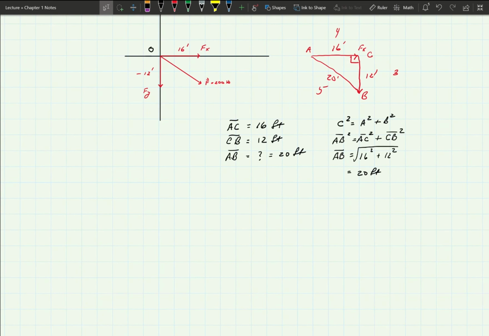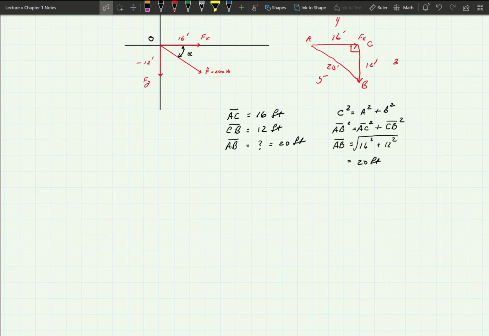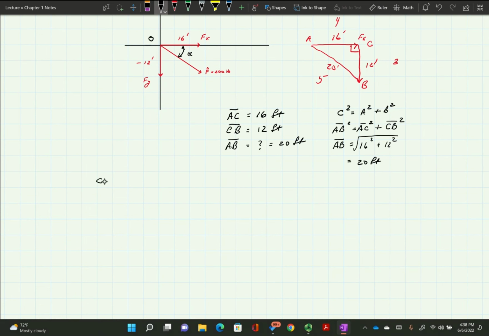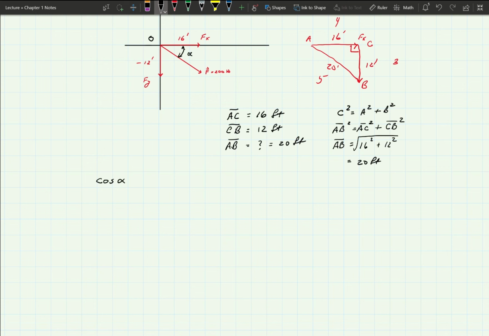All right, and I'm going to go back up here with one other additional piece of information we're going to be looking for, and it's the alpha. We're going to play with alpha instead of theta in this one. Okay, so cosine of alpha is equal to 16 over AB. Okay, and the cosine of alpha is 16 over 20, or 4 over 5.